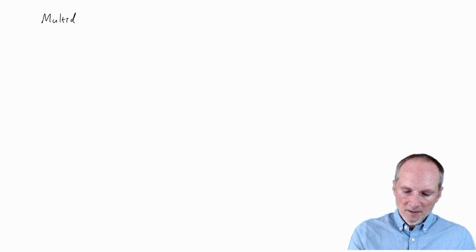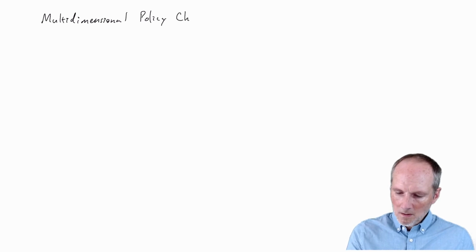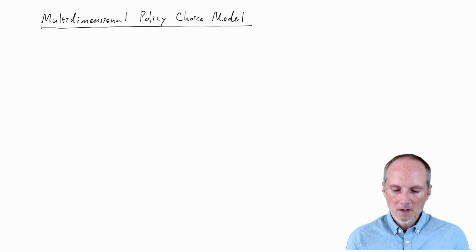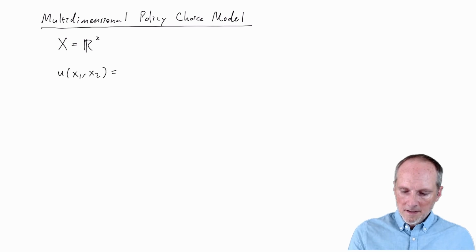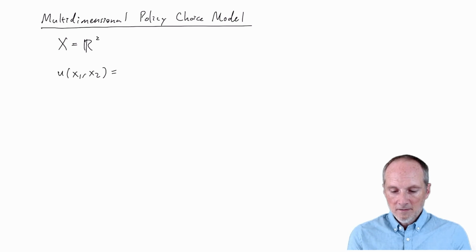So we're still talking about the multidimensional policy choice model. And here, multi just means two, to keep things simple. Last time I described the policy space as just R2, the Cartesian plane. And we talked about Euclidean preferences and how you can represent those with a quadratic utility function. That quadratic utility function was basically -1 times the squared distance between a policy and the ideal point of this decision maker.